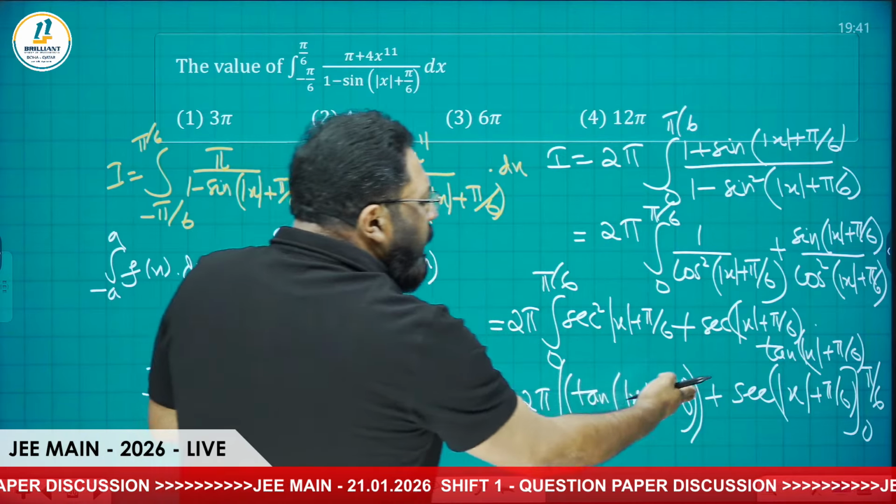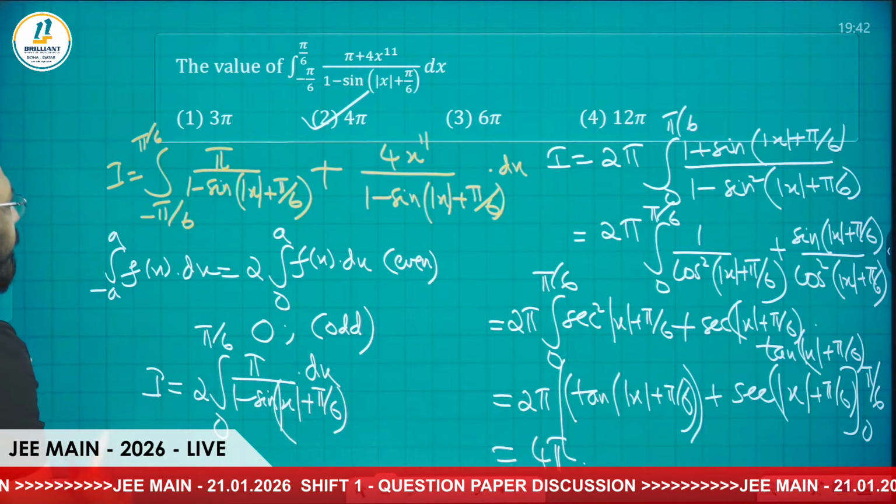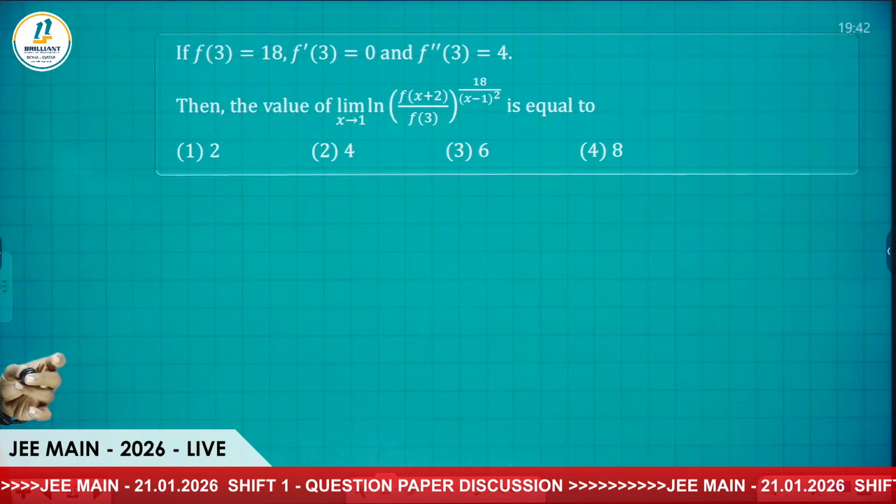0 plus pi by 6, 0 plus pi by 6. So you can calculate yourself, mind. It's a very simple answer. The answer is 4 pi, okay? The answer is going to be a simple 4 pi, my dears. Substitution of a definite integral is very easy, so we don't have to do that here. Next question.